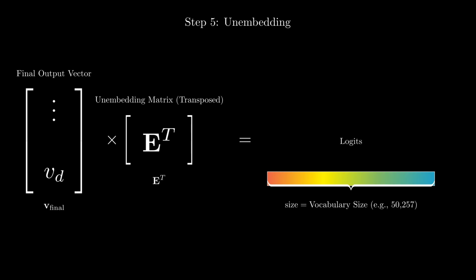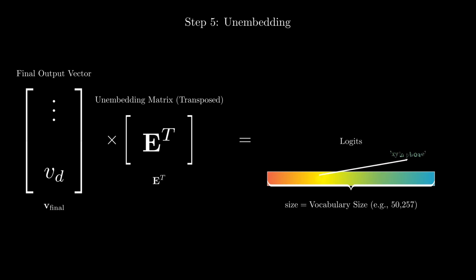And how long is this vector? It has exactly one entry for every single token in the model's vocabulary. If the model knows 257 possible tokens, then this logits vector will have 257 scores. Each score represents the model's confidence that a particular token should be the next one in the sequence.